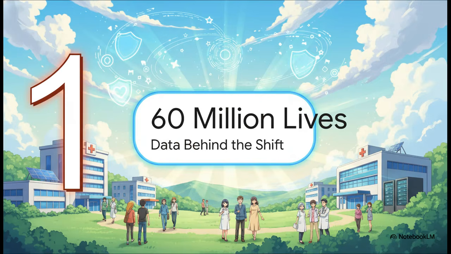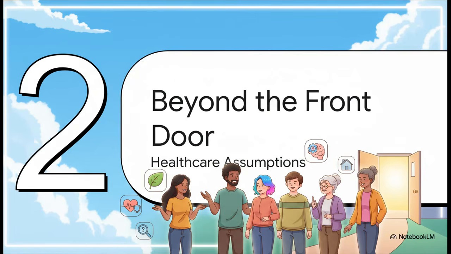Section 1, the 60 million lives question, and the data behind the global health paradigm shift. So, how are massive life-saving metrics of this scale even possible? Well, the answer actually lies in clearing up a widespread misunderstanding regarding our terminology. Which brings us to Section 2, beyond the front door, deconstructing healthcare assumptions.